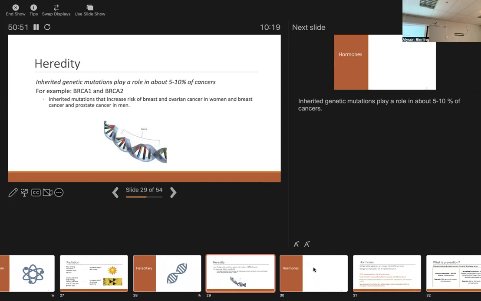If a patient has these genetic mutations, BRCA1 and BRCA2, this increases their risk of breast and ovarian cancer if they're a woman. And in men with BRCA1 or BRCA2 genes, they have an increased risk of both breast cancer and prostate cancer.